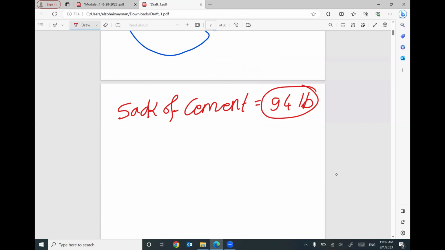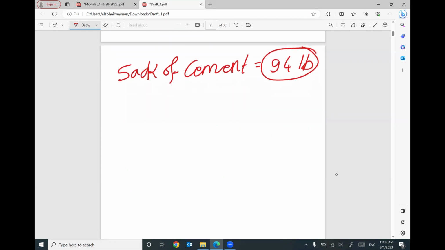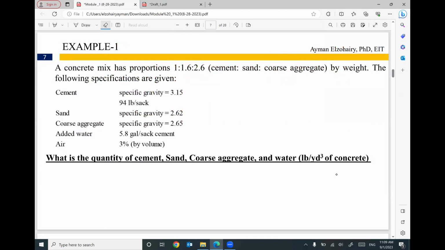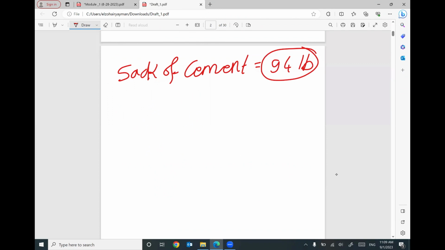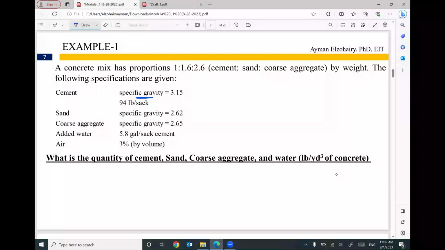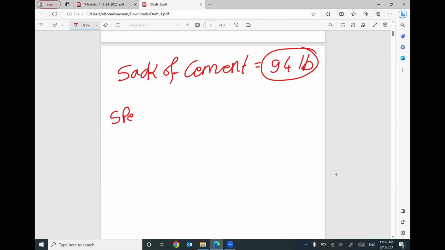Before starting also, I would like to remind you of something which is very important. I covered it before in hydrology and hydraulics. We have a term here called specific gravity. We are given specific gravity for cement, 3.15. We are given specific gravity for sand, 2.62. We are given specific gravity for coarse aggregate, 2.65. What is the meaning of specific gravity? How many times heavier it is than water?